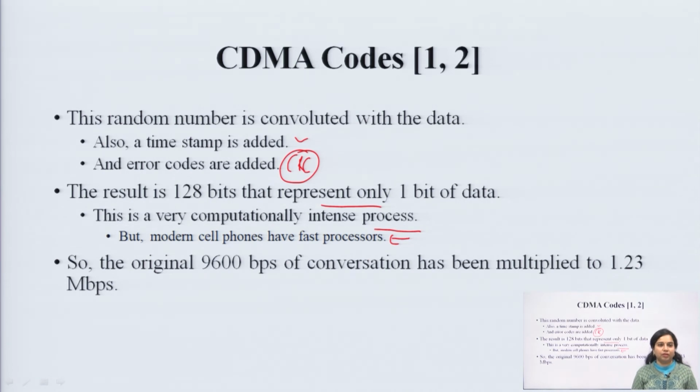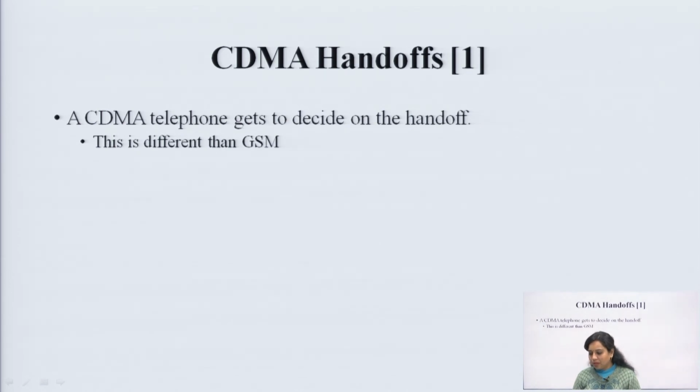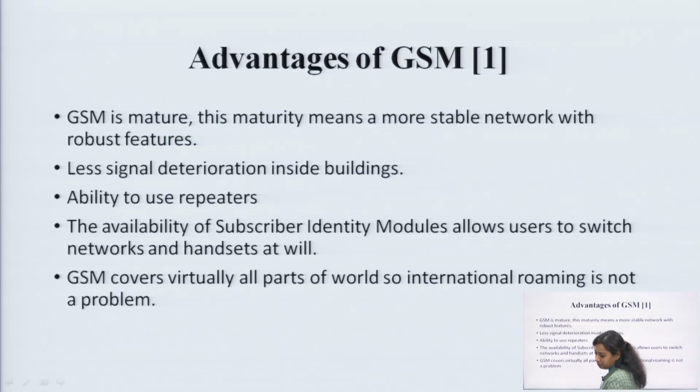These do not depend on anything else, meaning they are different for every user. The original 9600 BPS of conversation has been multiplied to 1.23 megabits per second. So, this is a CDMA code. Now, CDMA handoff: a CDMA telephone gets to decide on the handoff. This is different than GSM.